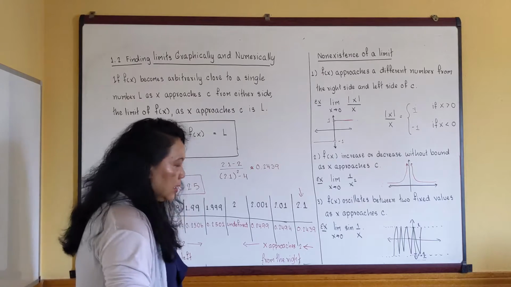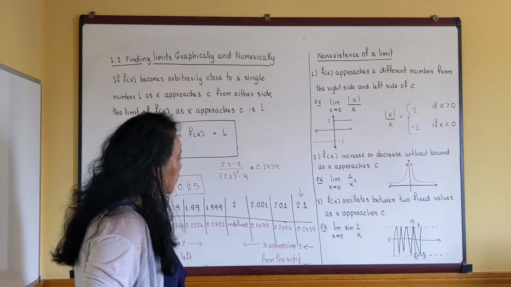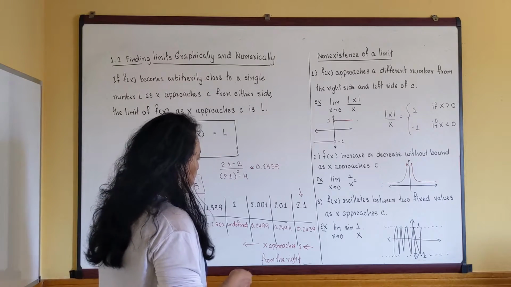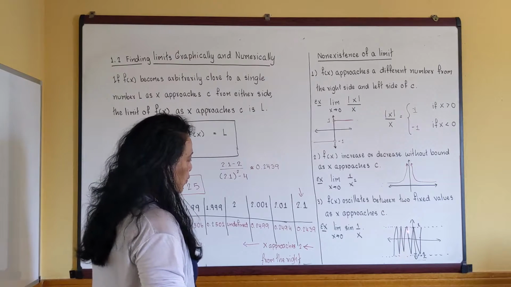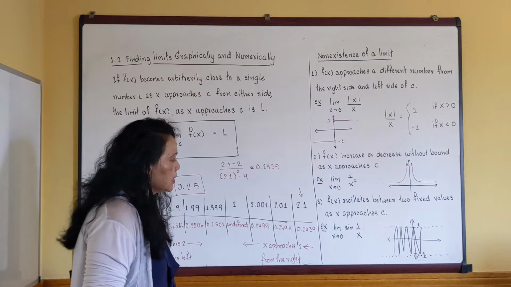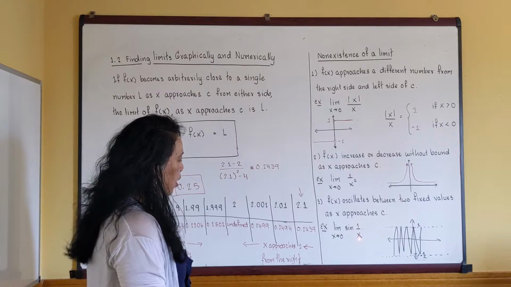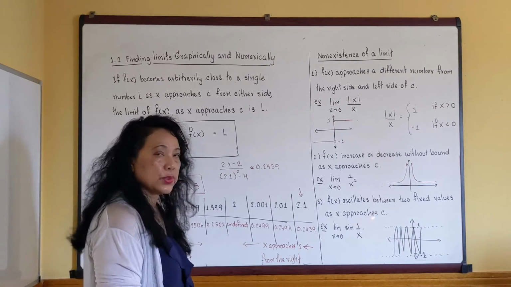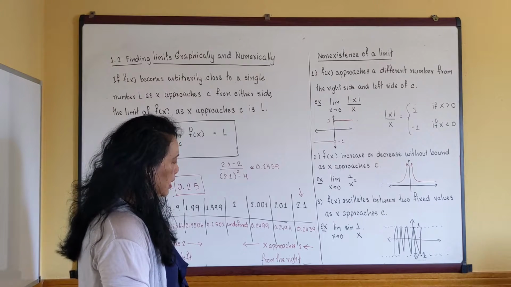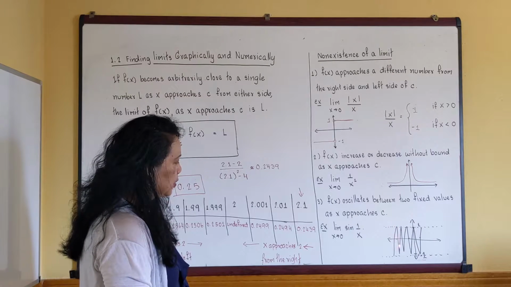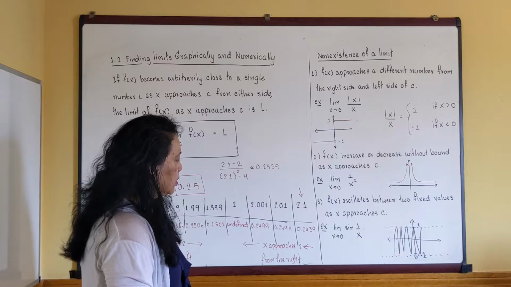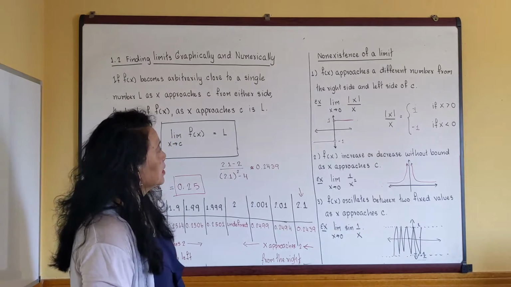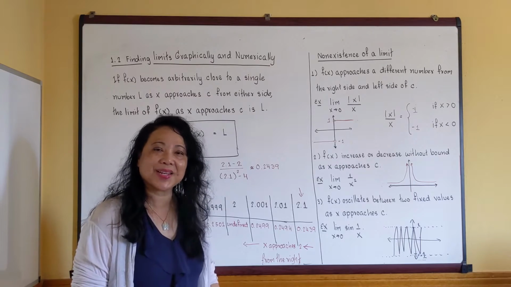Now the last condition is f of x goes up and down between two fixed numbers. So let's say I have the function sine of 1 over x. If you try pi over 2 and all those numbers, you will see that the graph is going up and down between 1 and -1 as x approaches 0. So again, the limit does not exist. Let's look at more definition.